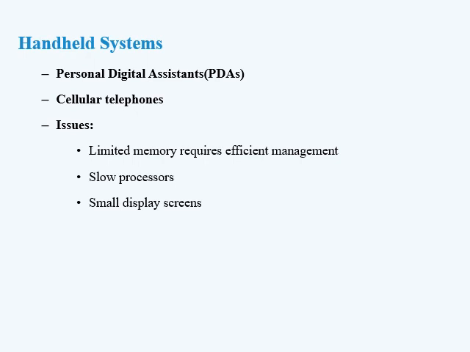The operating system used in a handheld device must take care of the slow processor, the limited memory available, and the small display screens. These are the main considerations taken into account while developing the operating system for handheld devices.